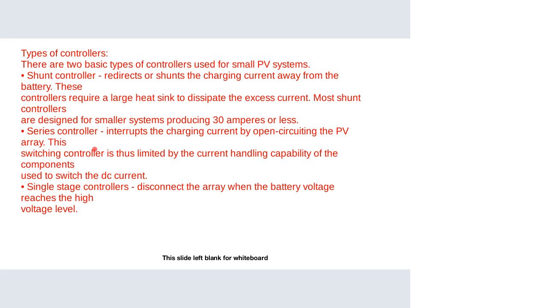So those are the two major types of controllers, the shunt and series. Shunt is also called parallel, so instead of shunt, you can say parallel. Other than those two major categories, we have other categories of these controllers, like the single stage controller. This one disconnects the array when the battery voltage reaches the high voltage level.